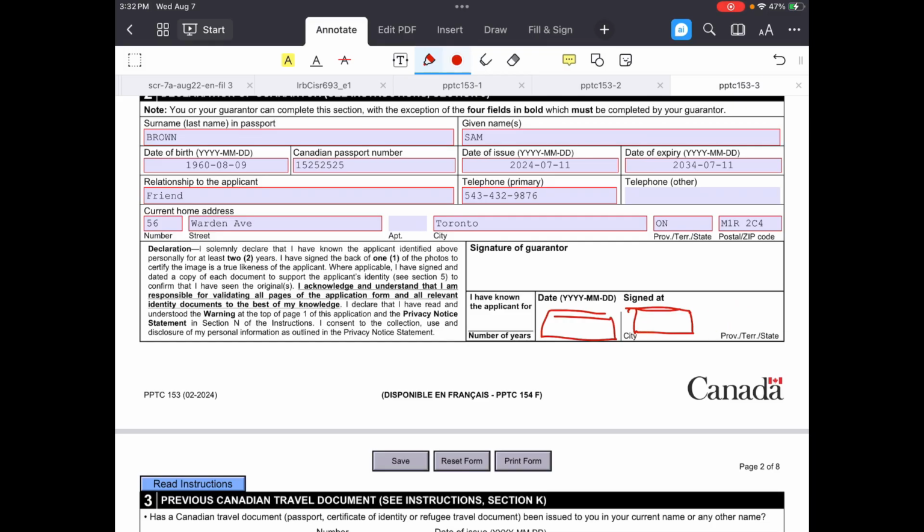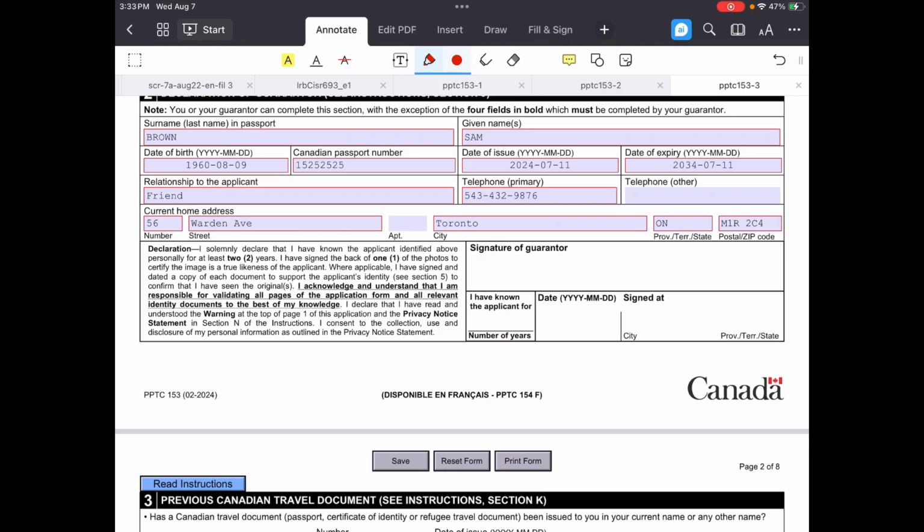If your guarantor is your brother, and you're 24 years old, then for this question you have to enter how old you are. So you gotta let them know, well, this is my brother, right? They've known me since I was born, and I'm 24 years old, so they've known me for 24 years. But again, if it's just a friend and they've known you for 3 years, you can just type 3 here.